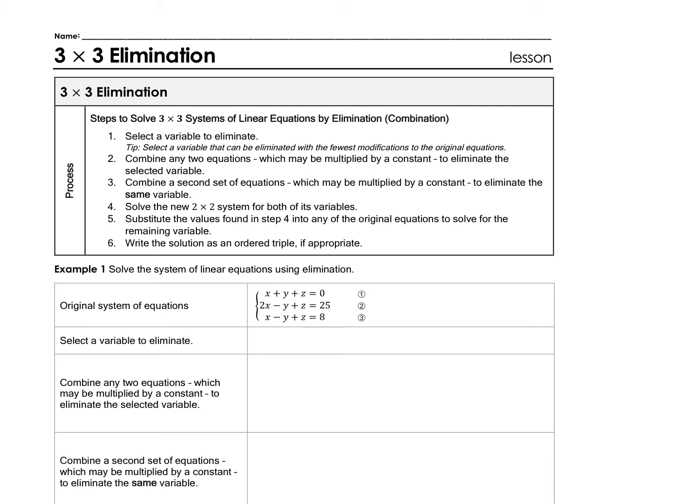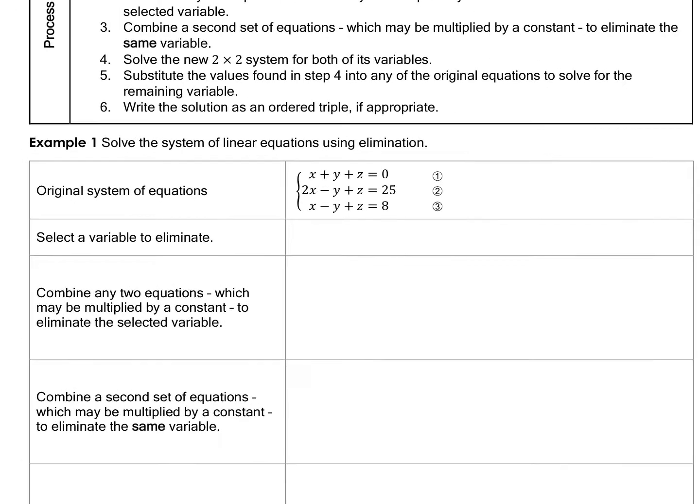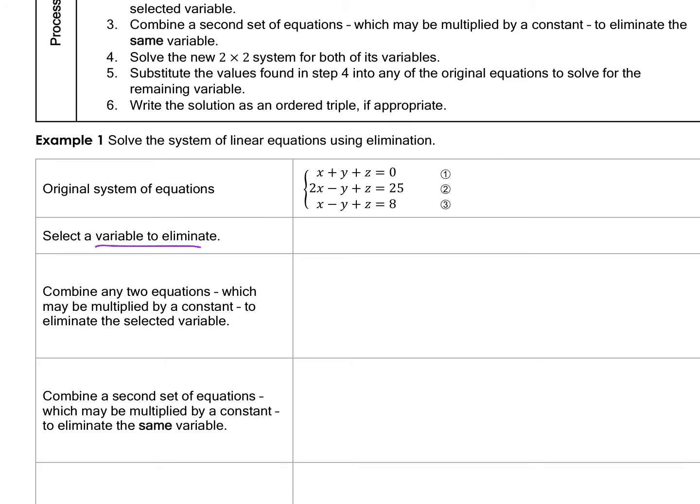Okay, so we're going to continue with solving a 3x3 system, which we would have 3 equations with 3 variables. So instead of using substitution like we did on the last lesson, we're going to be using elimination. So remember when we went over a 2x2 elimination, we're trying to eliminate one of the variables. So our first step with using elimination is to select a variable to eliminate.